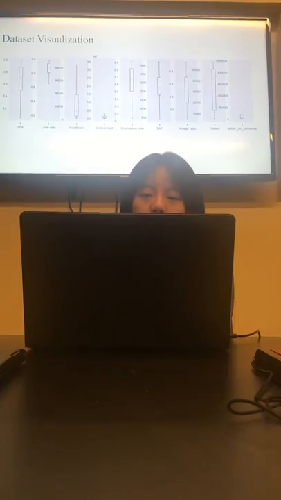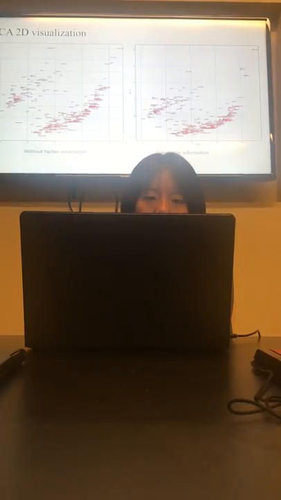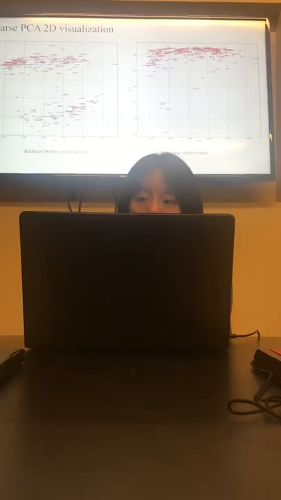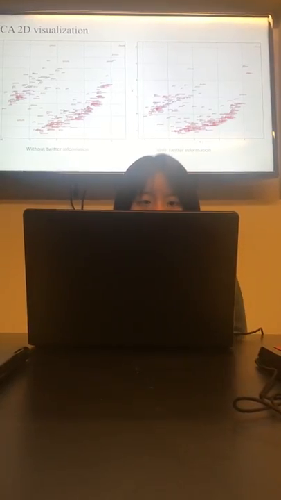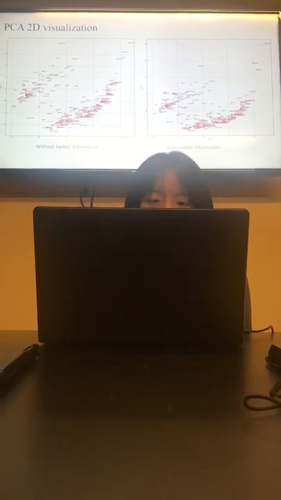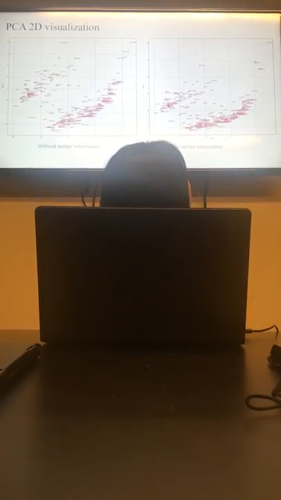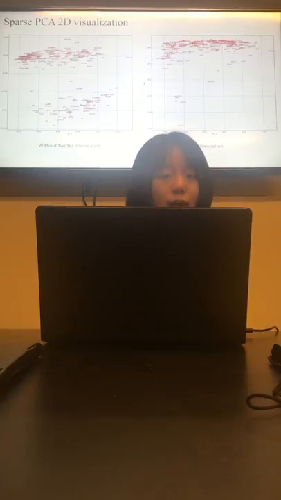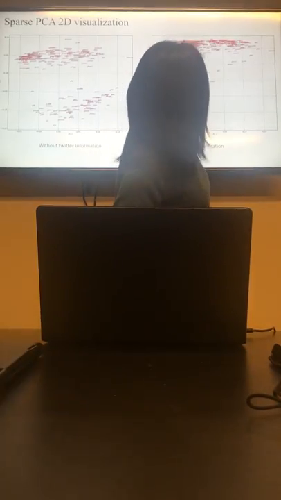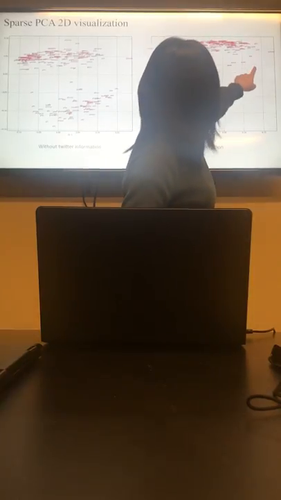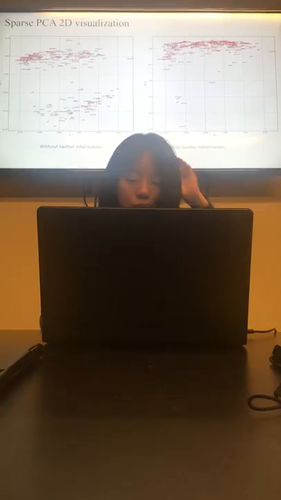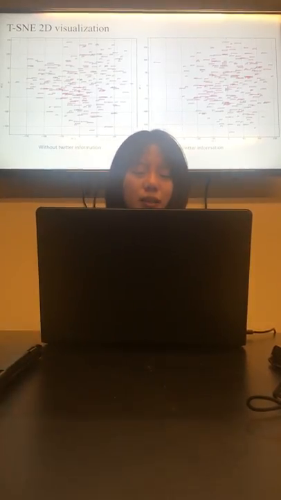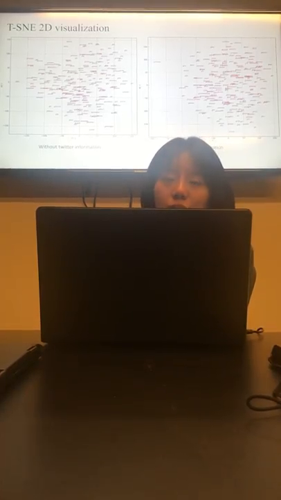Here is the original data visualization. And we made the PCA 2D visualization and SPCA. We can see that PCA clearly shows the outliers of these universities. For SPCA, there seem to be outliers, but I don't think they represent a good result. t-SNE seems a little bit fair at showing the outliers. Maybe we didn't find a good solution.